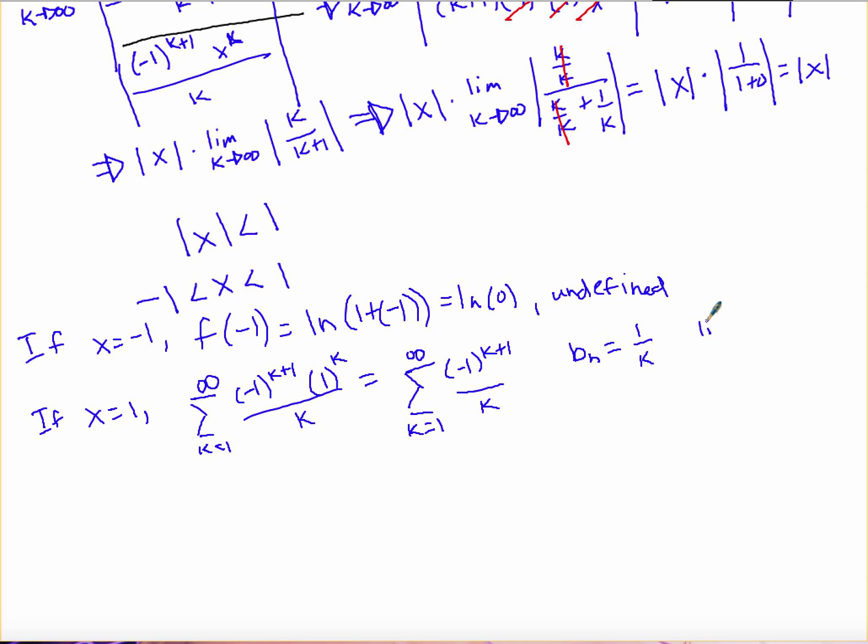Now let's take the limit. The limit as k approaches infinity of that b sub n term is obviously equal to 0. As your denominator gets really, really big, your numerator is staying 1, so this is going to shrink down and approach 0. So this converges by the alternating series test.